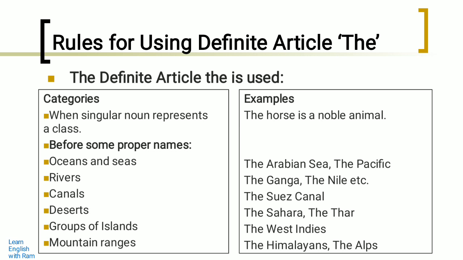If a river is there, at that time also you have to put the. That is the Ganga, the Jamuna, the Saraswati, the Nile, etc. Canals. If the name of the canal is there, at that time also you have to put the article.